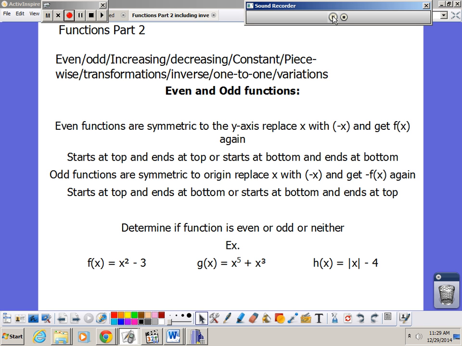Odd functions are symmetric to the origin. So if you replace the x with a negative x and you get negative what you started with, that means that it starts at the top and ends at the bottom, or starts at the bottom and ends at the top. In other words, an even function will be both up or both down, and an odd function will be one up and one down.